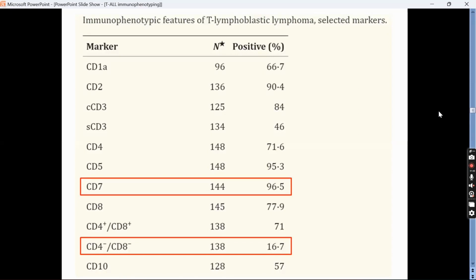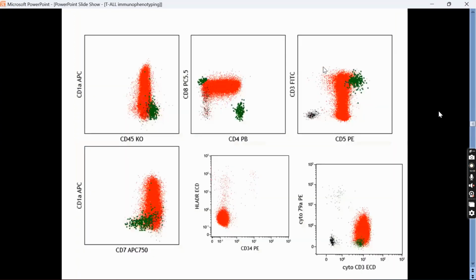Clear? Any doubts? HLA-DR is often negative; except in ETP, all other TALLs will show HLA-DR negativity. CD38 is often positive, and it is of moderate expression. I told you this multiple times, so these are all take-home messages.